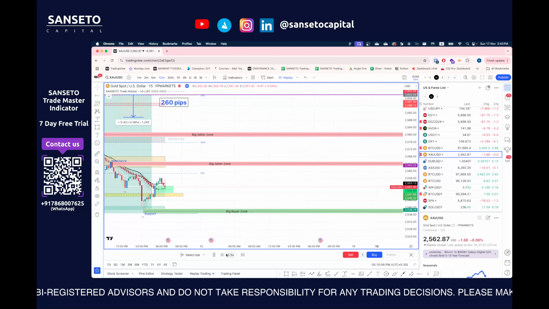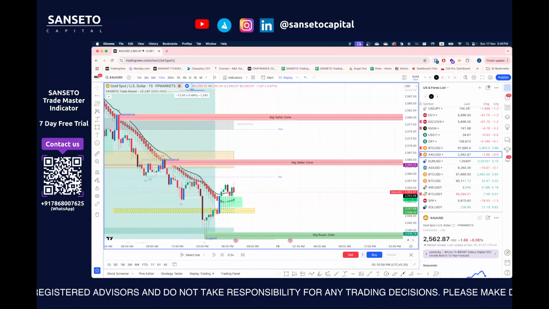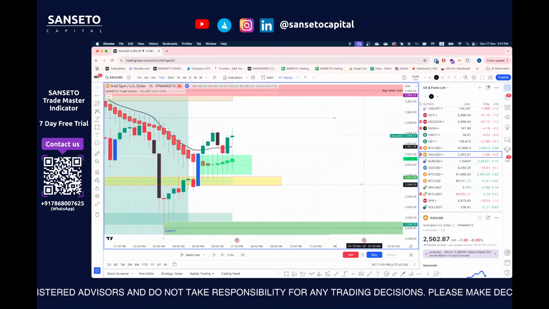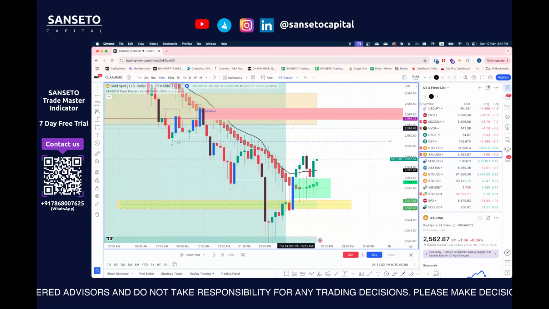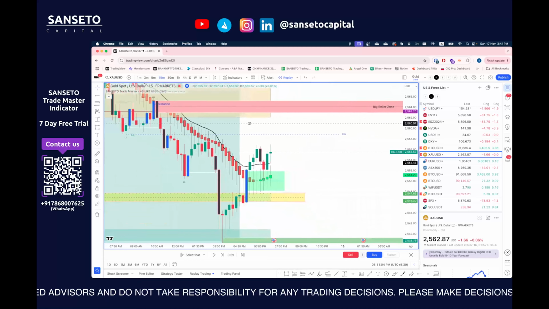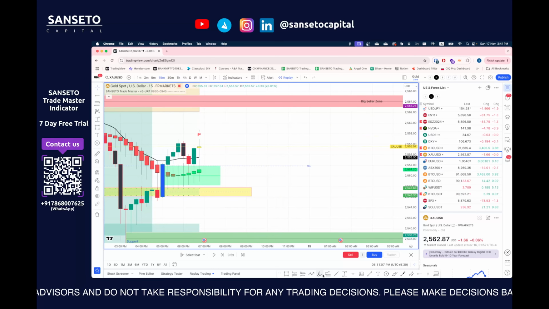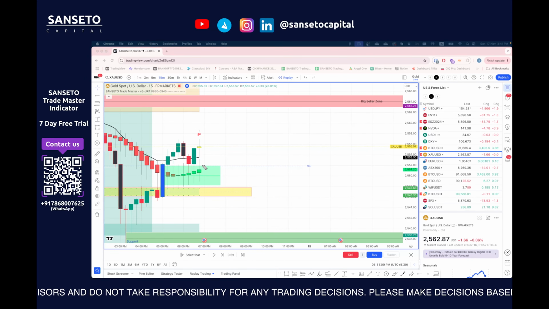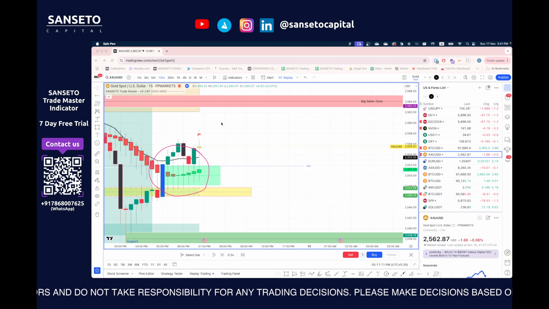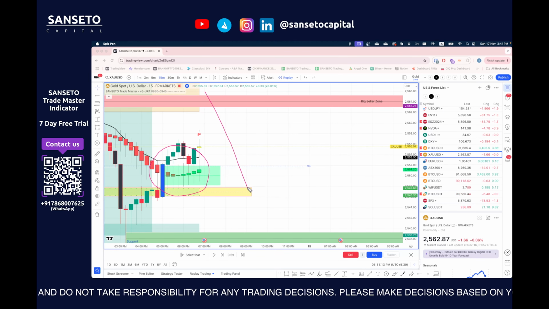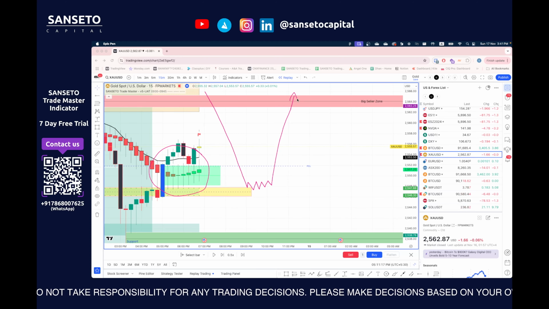At this level, let me pause it here. At this level, you can see the market was continuously red. Here it started changing its direction. So what did I say? When the market is falling, it will take a correction and this could be a pullback. This is scenario number one.